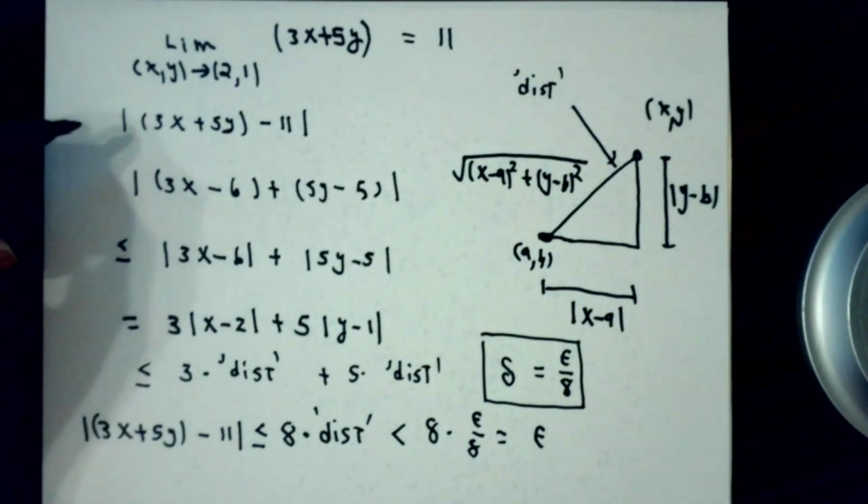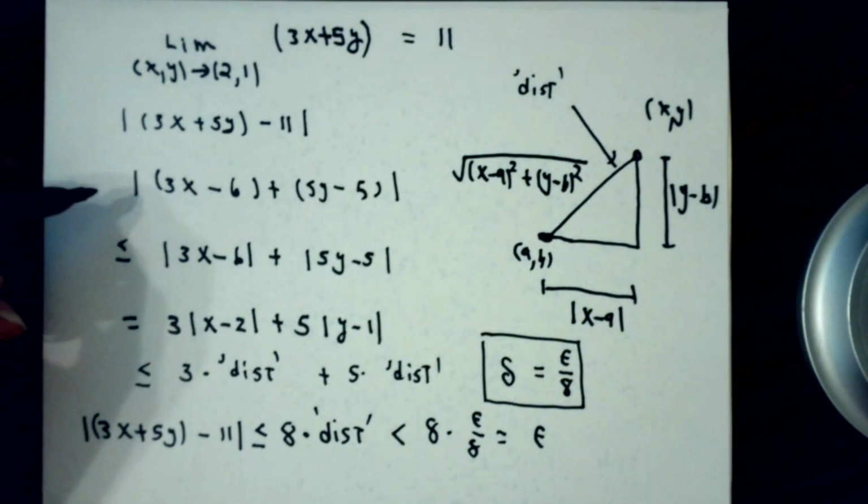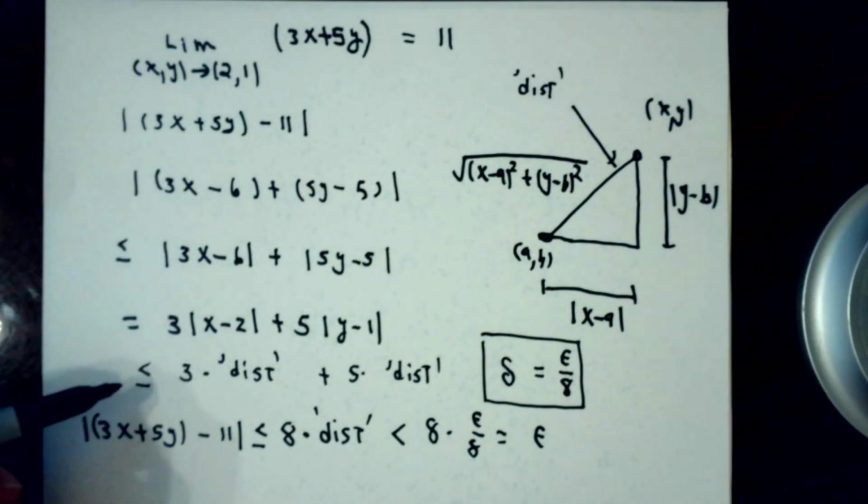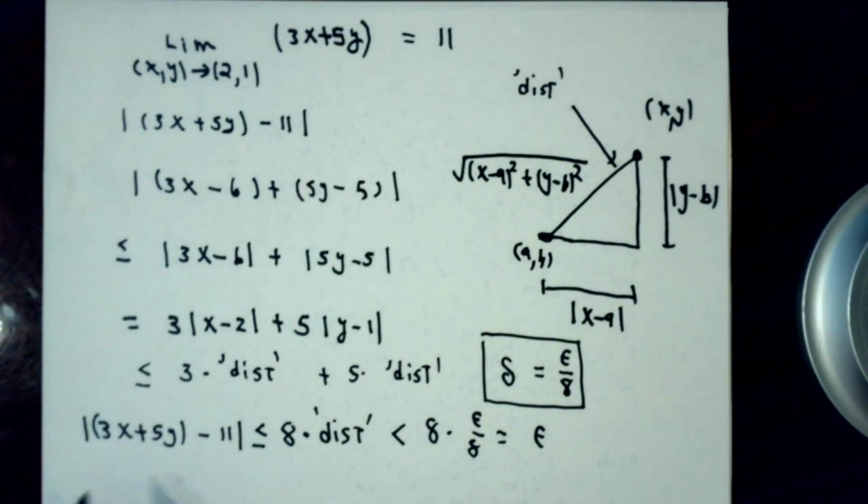So the difference between the function value and 11 is equal to that, which is no bigger than that, which is equal to that, which is no bigger than that. The difference between the function value and 11 is less than or equal to something, which in turn is less than that quantity, and that quantity is epsilon.